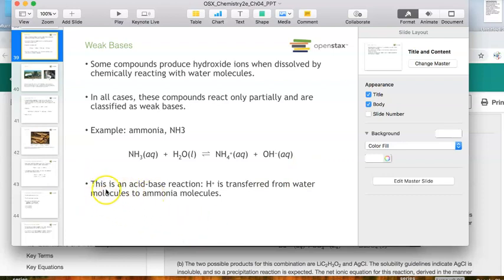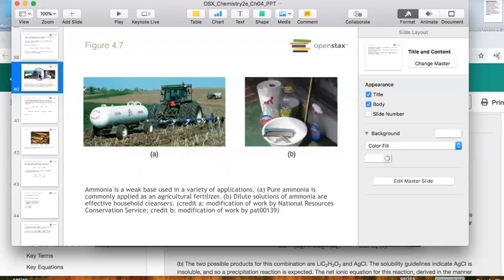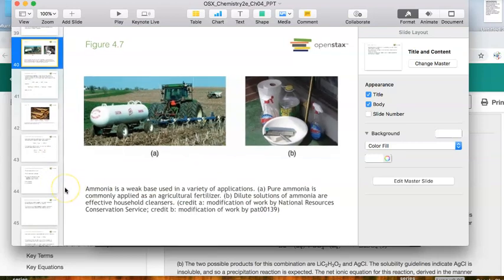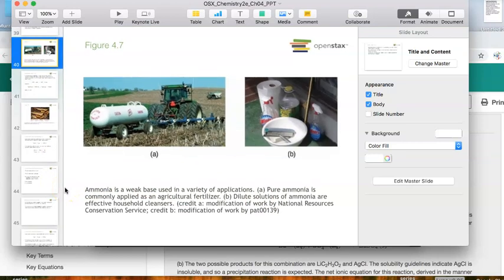With a weak base reaction, this is an acid-base reaction, the proton is transferred from water molecules to the ammonia molecules. So basically you're getting less H plus and more OH minus, and so the solution is becoming basic. Here are a couple of pictures showing you basic applications of ammonia. Ammonia is a weak base.